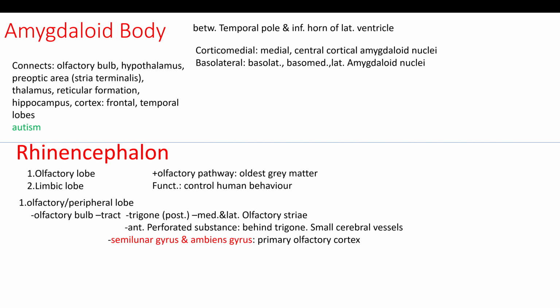The amygdaloid body is between the temporal pole and the inferior horn of the lateral ventricle, connected to some autonomic functions, separated into two parts: the corticomedial part, consisting of the medial amygdaloid nucleus, central amygdaloid nucleus, cortico-amygdaloid nucleus. The basal part consists of the basomedial, basolateral amygdaloid nuclei, and lateral amygdaloid nucleus. These connect via the olfactory bulb, hypothalamus and preoptic area via stria terminalis, thalamus, reticular formation, hippocampus, and cortex of frontal and temporal lobes. Dysfunction of the amygdala results in autism.